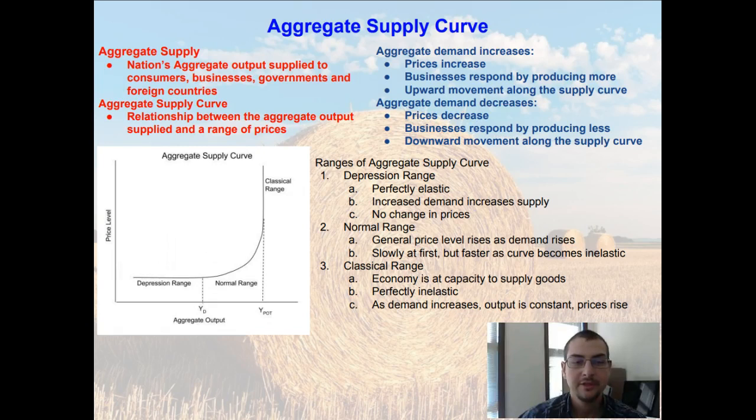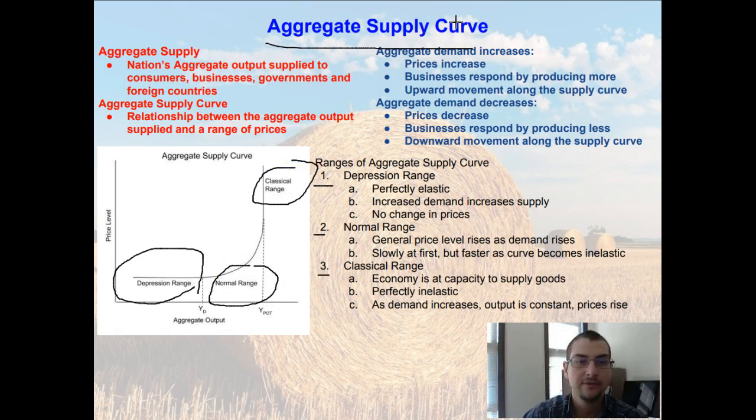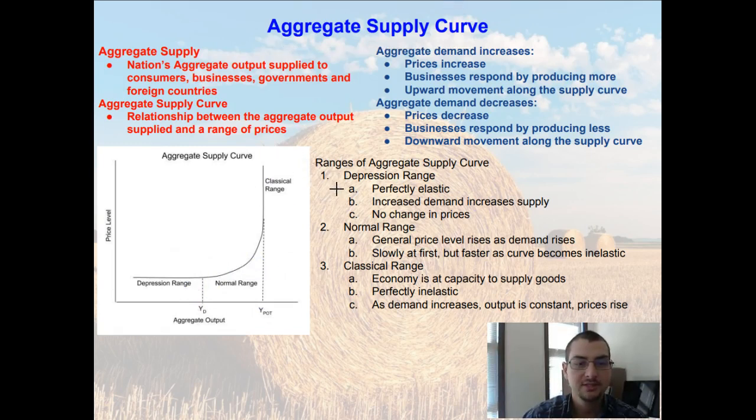So, this particular demand curve, or the supply curve, the aggregate supply curve, it's going to have three specific ranges. 1, 2, 3. And on the graphic, you can see it right here on the graph where we have the depression range, we have the normal range, and then we have the classical range of this graph. So what is this depression range? Well, it's dealing with at a place where it's perfectly elastic.